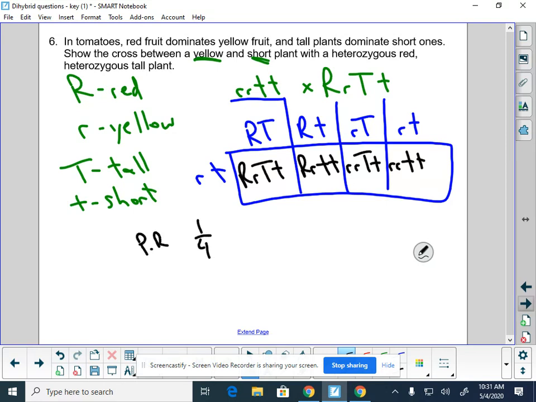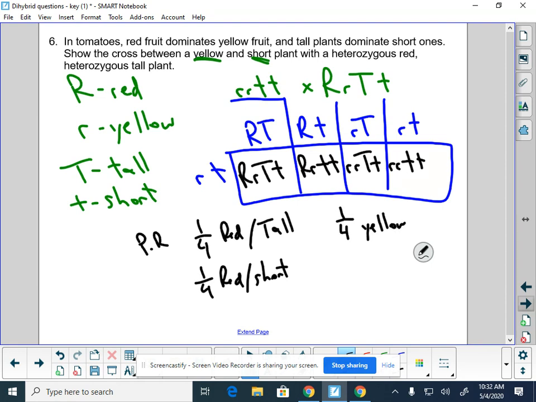We've got 1/4. The first one is red and tall. The second one is red and short. The third one is yellow, tall, and the last one is yellow, short.